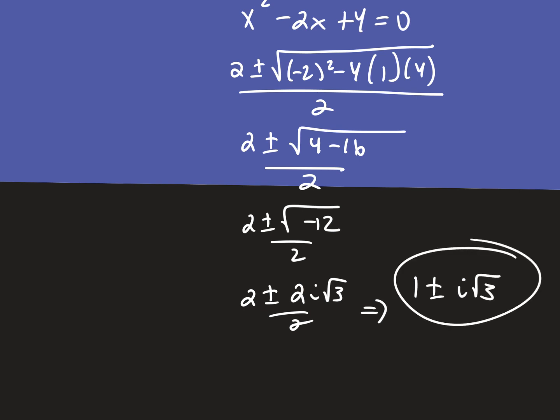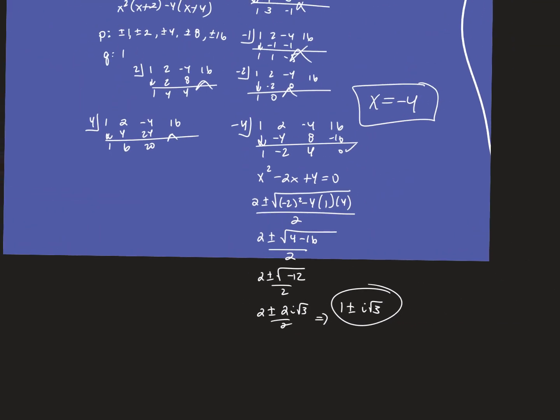What do you guys notice about them? They're imaginary. So how many x-intercepts do I have for this problem? I have 1. How many solutions do I have? 3, because I have 1 real, which is the intercept, and I have 2 imaginary. So let's go to your calculators right now.